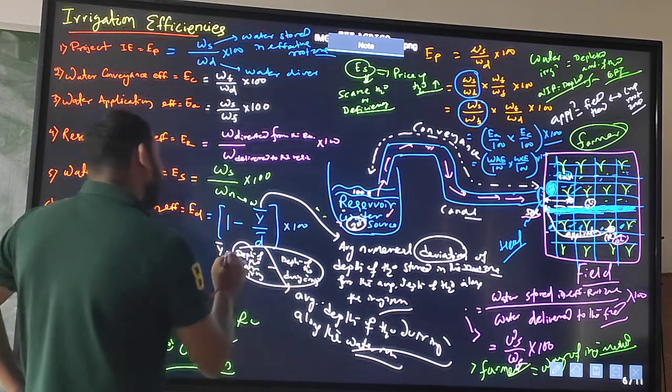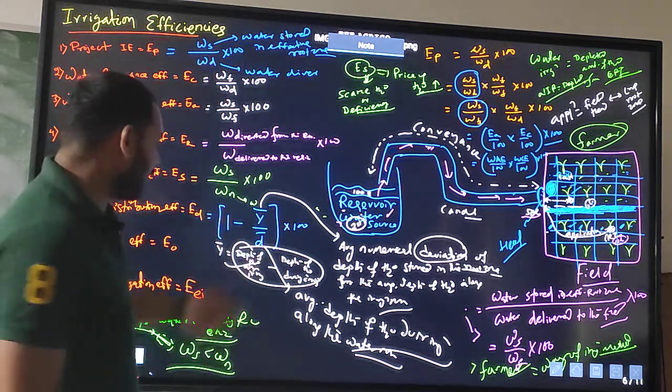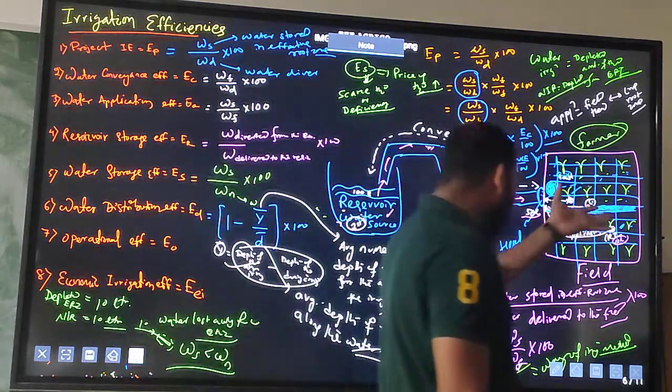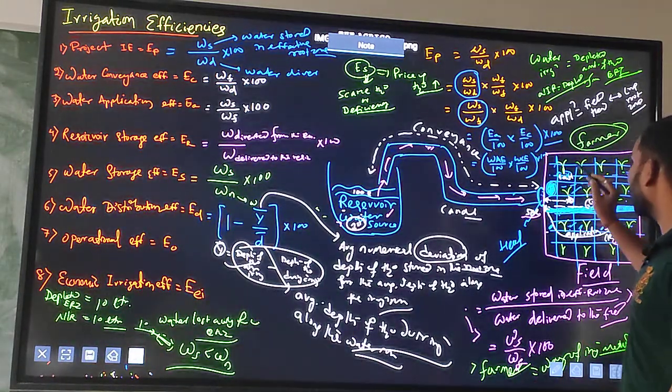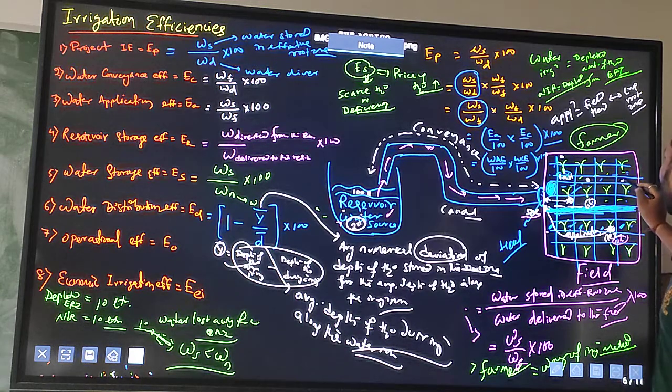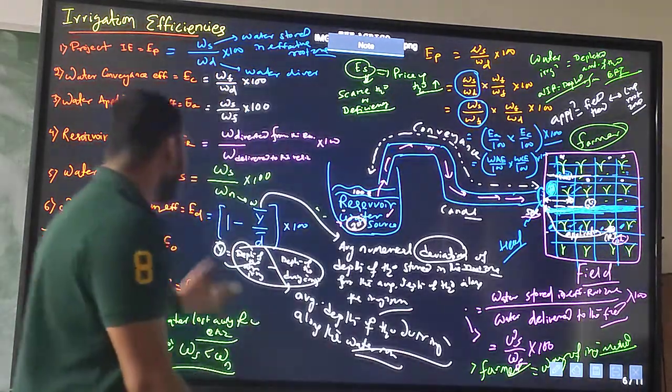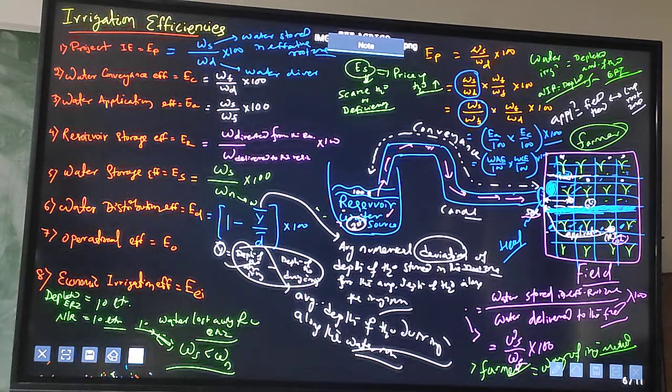So now I will take the average value. At each point, this will be the y. Let us say I am taking 10 points here, here. These are the points. So I will take the water depth along the run, and the water depth during the irrigation process. Now I will take the average value so that I can calculate the water distribution efficiency.